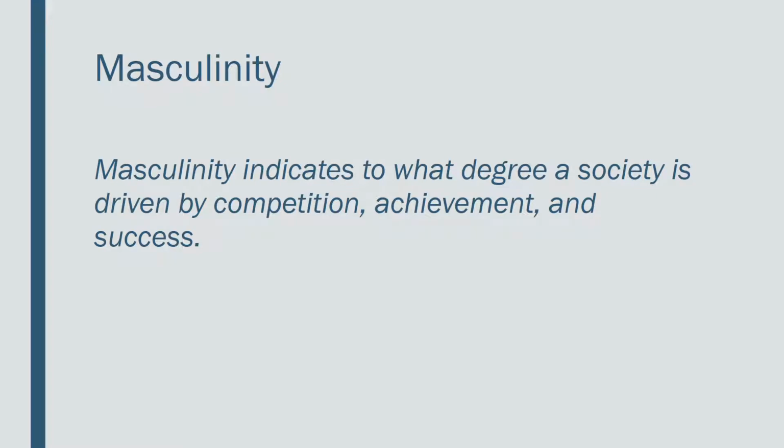Next on Hofstede's 6 cultural dimensions is masculinity versus femininity. The masculinity side of this dimension represents a preference in society for competition, achievement, assertiveness, and material rewards for success. On the other hand, femininity represents a preference for consensus, cooperation, and caring for the less fortunate.